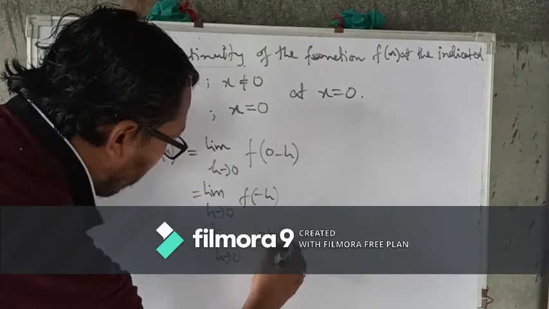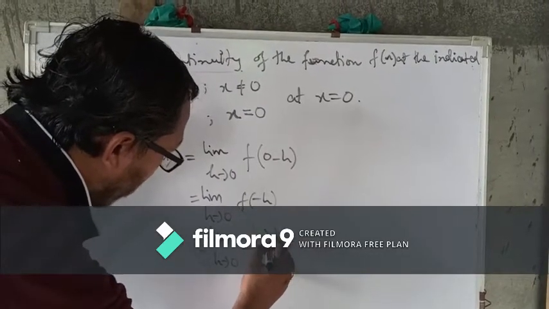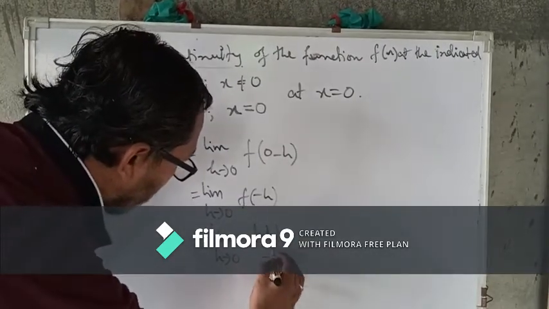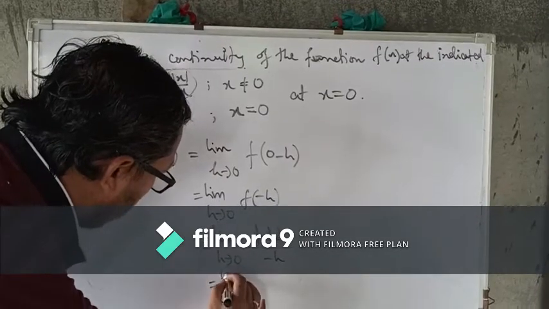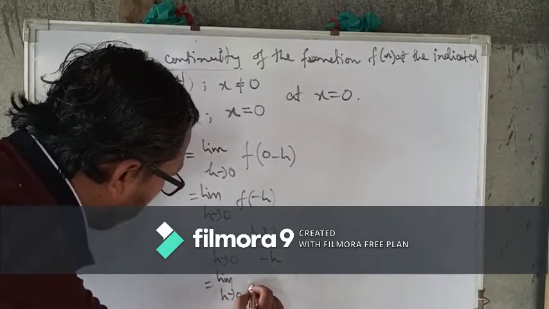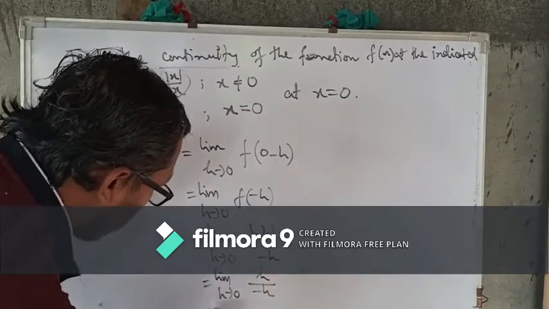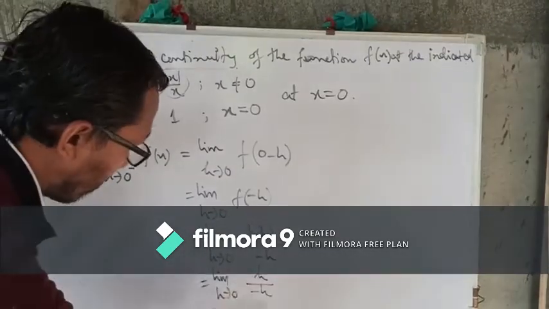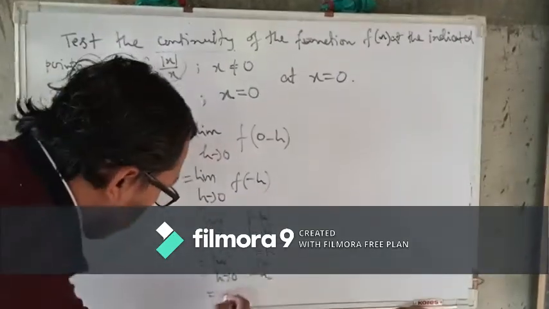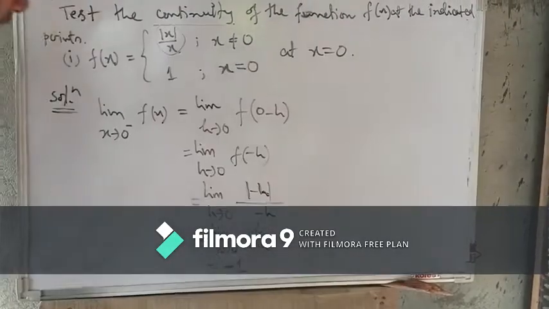So minus mod of h, minus h by minus h, is equal to limit h tends to 0. Mod of minus h is h, then minus h. If we cancel h and h, then we will get minus 1. So the value will be minus 1 here.